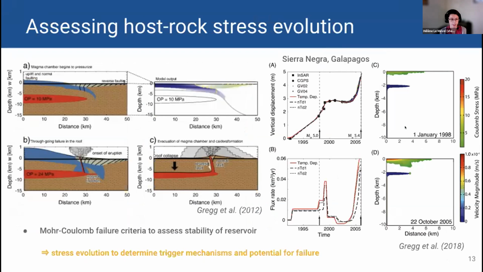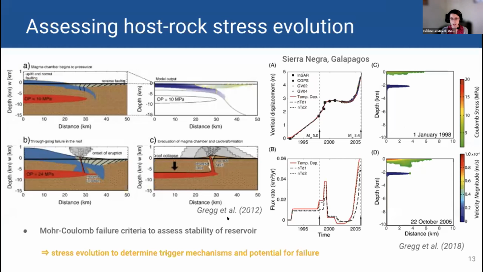So one of the great advantages in using 3D thermo-mechanical numerical models that include realistic rheology and topography is that we can assess the stress evolution in the host rock. And this can help us determine the likelihood for failure. So using Mohr-Coulomb criteria for failure, we can determine the location and type of faults expected to be generated in the roof of the magma chamber due to overpressure. So it's really important when studying the potential trigger for eruption.